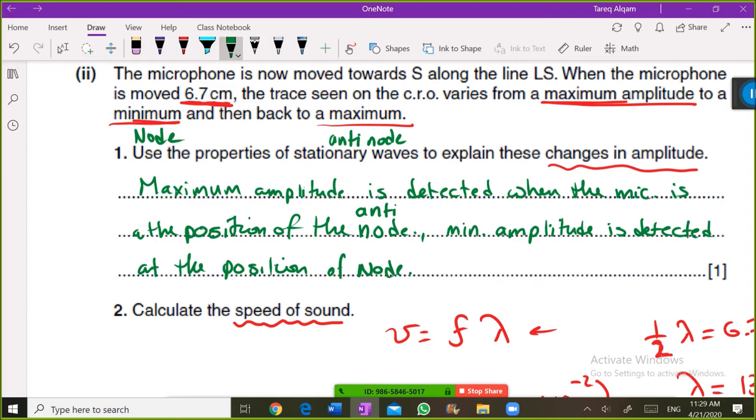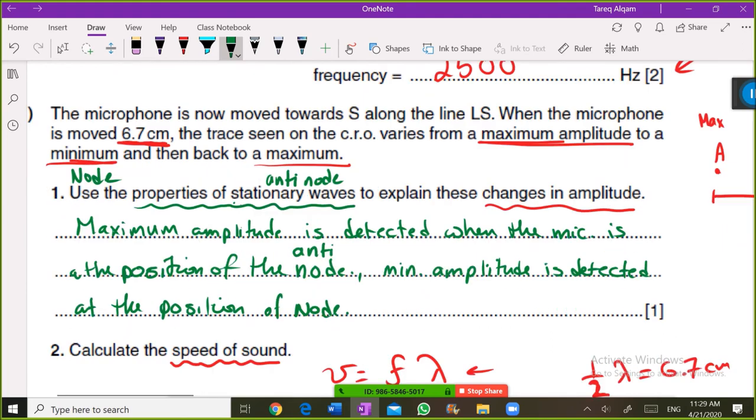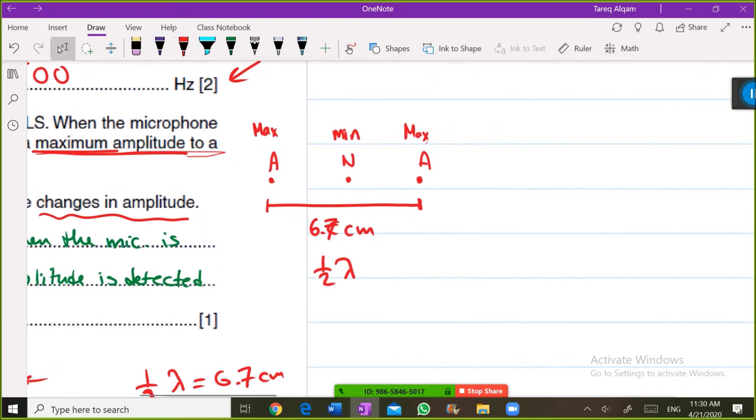Yes, sound. Here we are asked to calculate the speed of sound. Pay attention to this point, guys. It varies from maximum, minima, then back to maxima. Okay, maxima, minima, then maxima. What does this mean, guys? We agreed maxima is antinode, minima is node, then antinode.